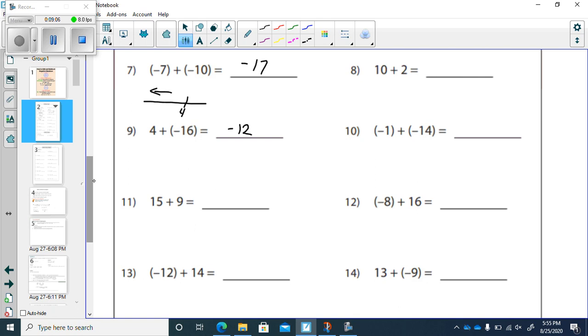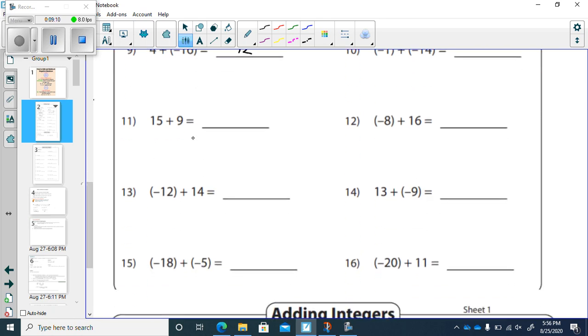How about 5 plus 9? Okay, there's no negatives here. That one's kind of obvious. I'm sorry, 15 plus 9. If I add 15 plus 9, I would get 24. Start at 15 on the number line. Go this way 9 spots, and you're going to get to 24.